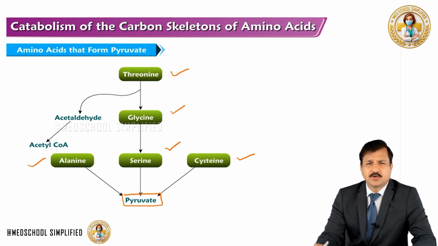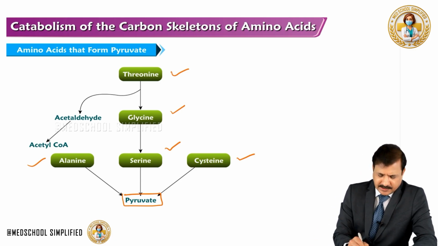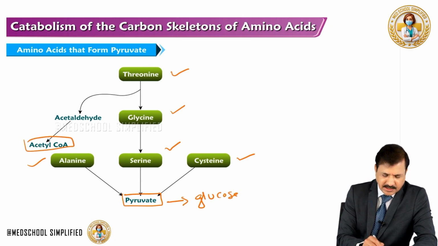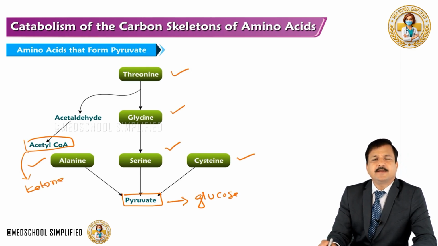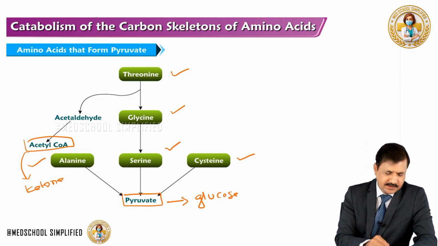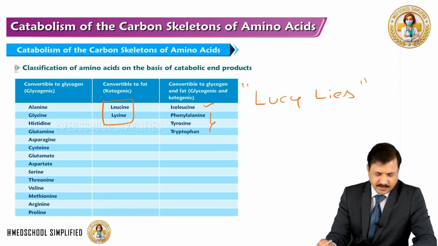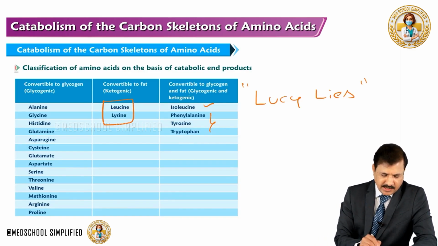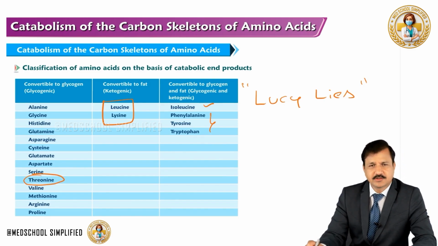So some books will mention threonine also as both glucogenic and ketogenic. Why? Because threonine, by making pyruvate, can go into glucose, and by making acetyl-CoA can make ketones. That's why some books mention it as both glucogenic and ketogenic, whereas in the table that you have seen here, threonine is mentioned as only glucogenic. I just wanted to bring that to your attention, just in case.